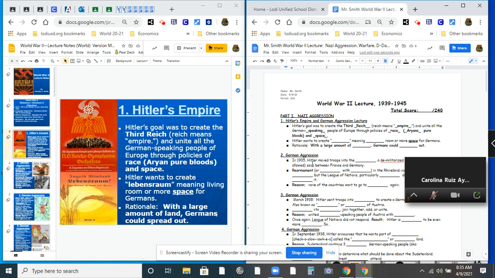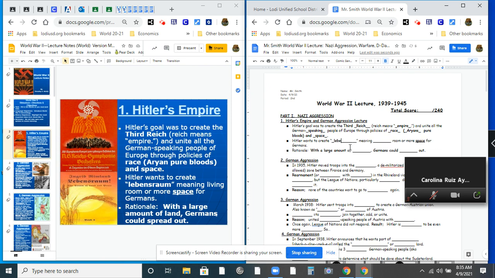Hitler wanted to create Lebensraum, which is the German word for living space.